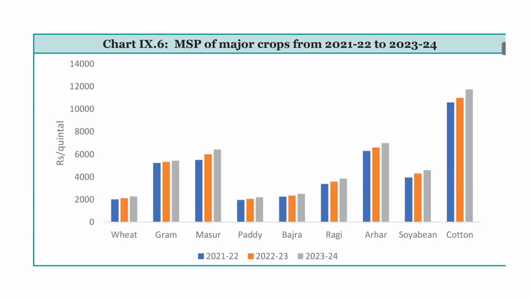One more graph where you can see MSP of major crops from 2021-22 to 23-24. Minimum support price for wheat, gram, masoor, paddy, bajra, ragi, arhar, soybean and cotton. First of all, we will see for wheat, it is continuously increasing. Similarly for gram, increasing, for masoor, increasing, paddy increasing, for bajra increasing. So overall, for almost all crops, MSP is continuously increasing.